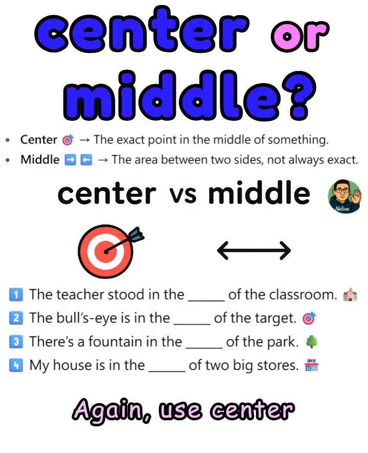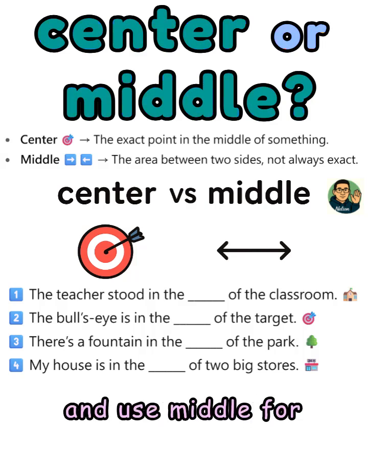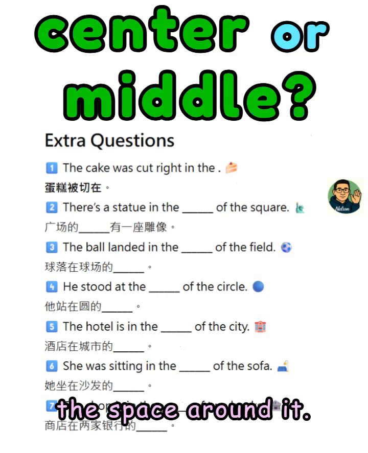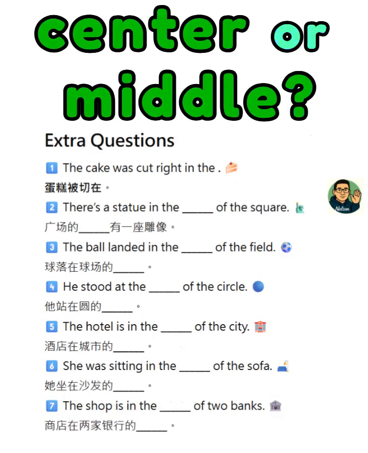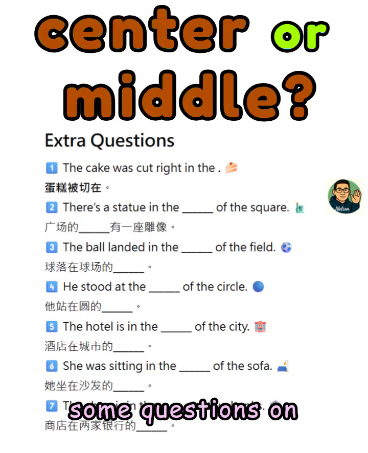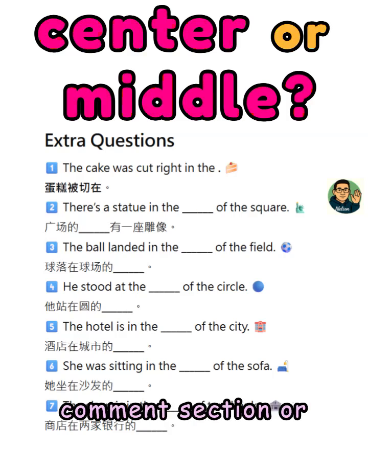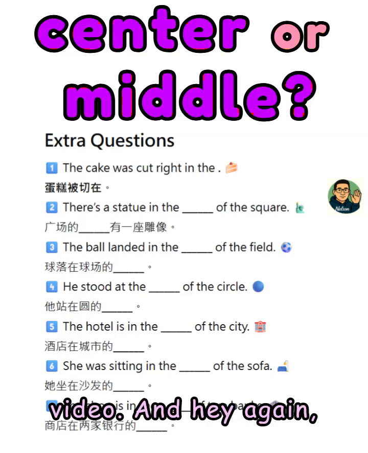Again, use center for an exact dot and use middle for the space around it. Now it's your turn. Do 7 more extra questions on your own. Find the answers in the comment section or near the end of the video.